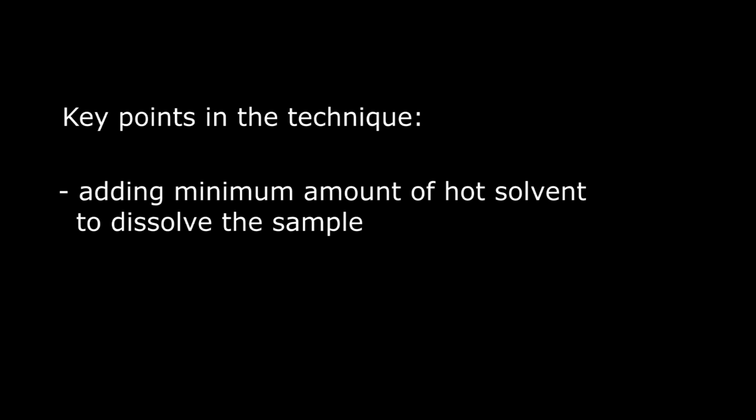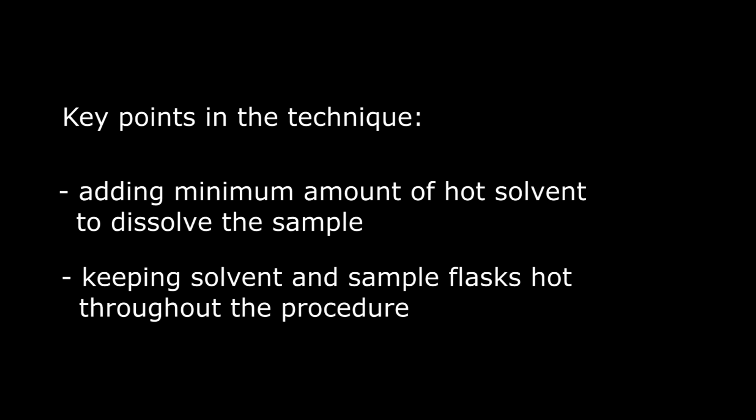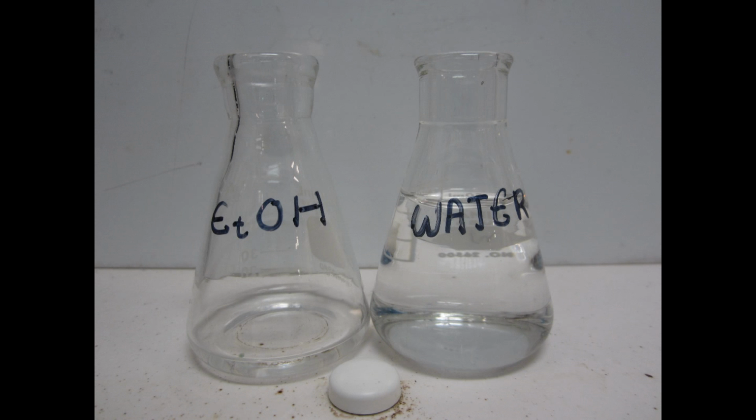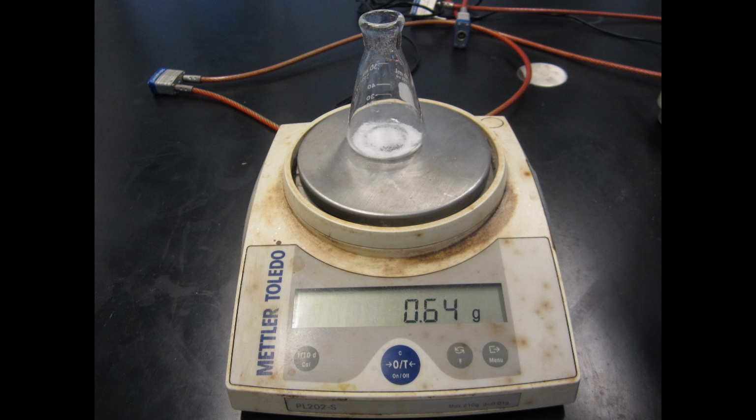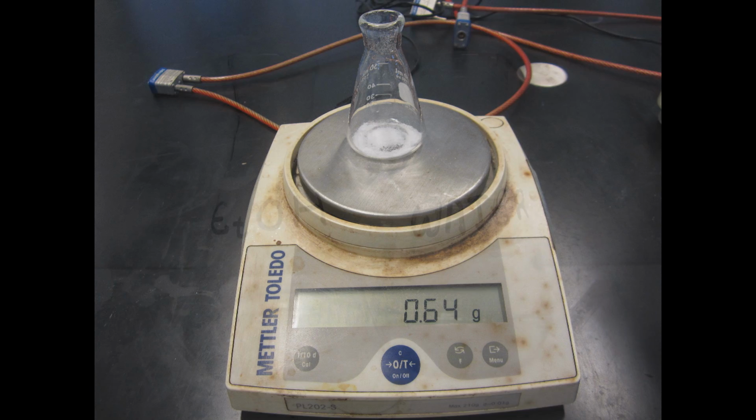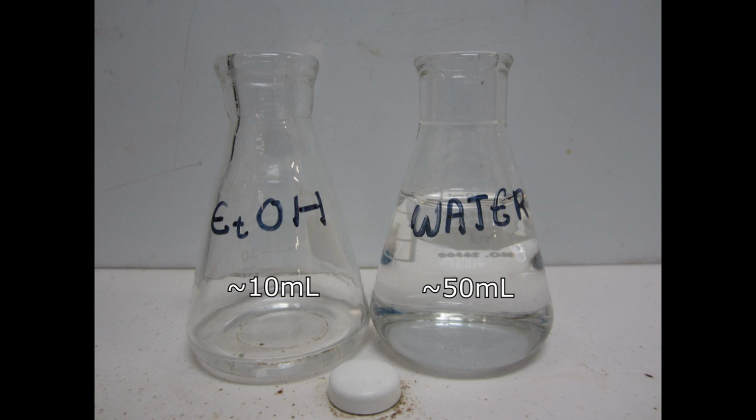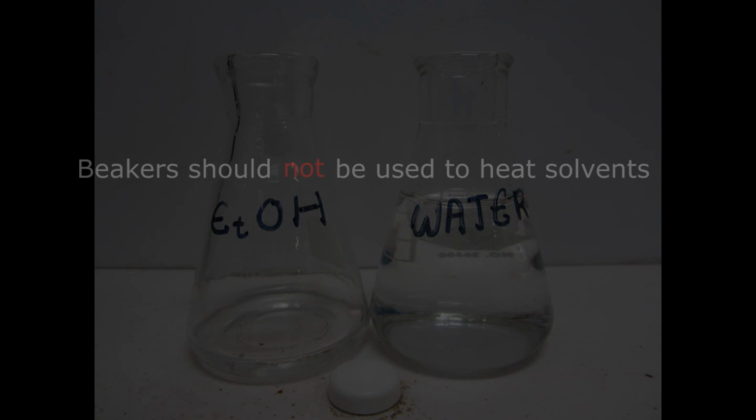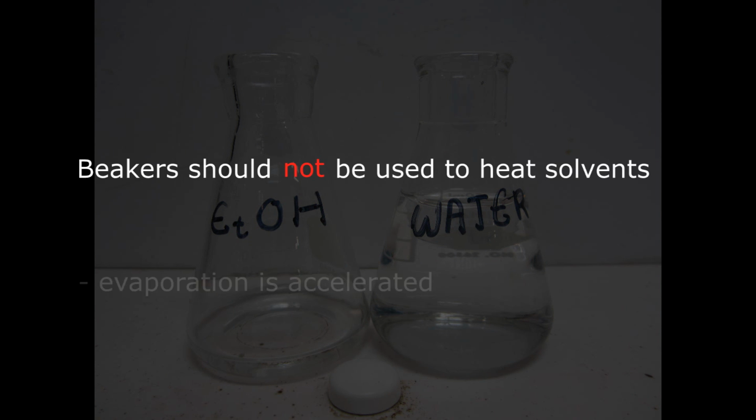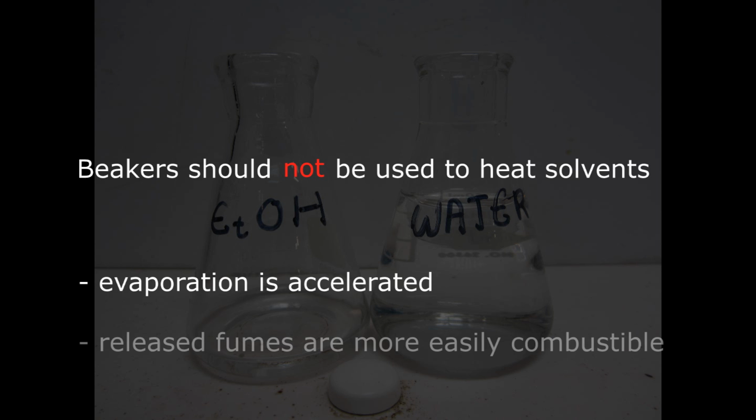The most important factor for a successful recrystallization is adding the minimum amount of hot solvent required to dissolve the sample. As such, both the solvent flasks and the sample flask should remain hot throughout the procedure. For this demonstration, a mixed solvent system of ethanol and water will be used. For a 0.6 to 0.7 gram sample of impure compound, prepare about 50 milliliters of the selected solvent in an Erlenmeyer. In general, beakers should not be used to heat solvents because they accelerate evaporation and the fumes released are more easily combustible compared to using Erlenmeyer flasks due to their conical shape.